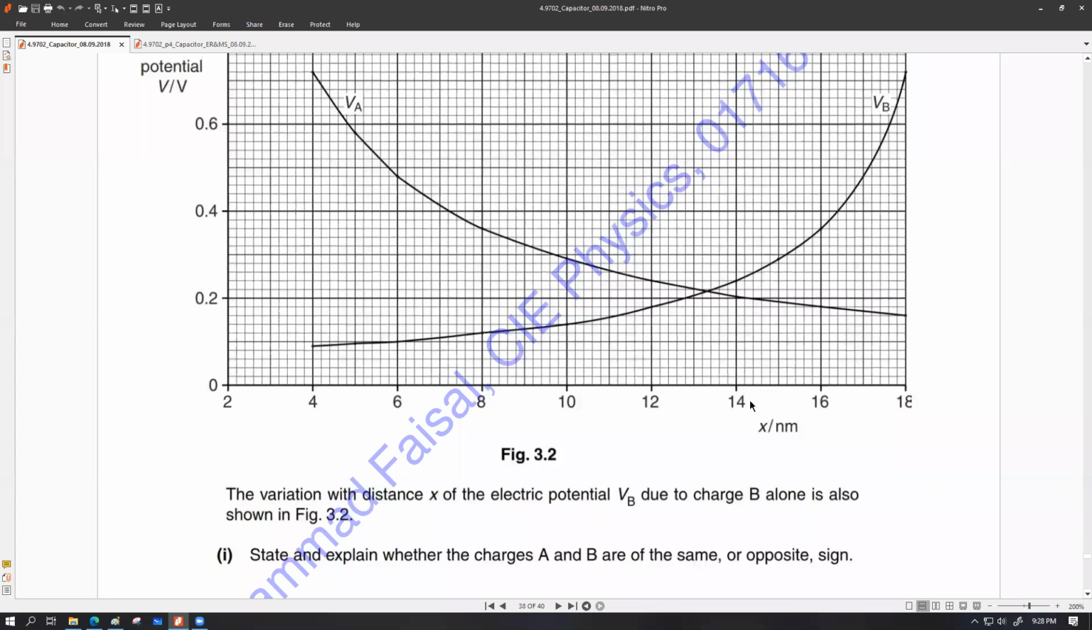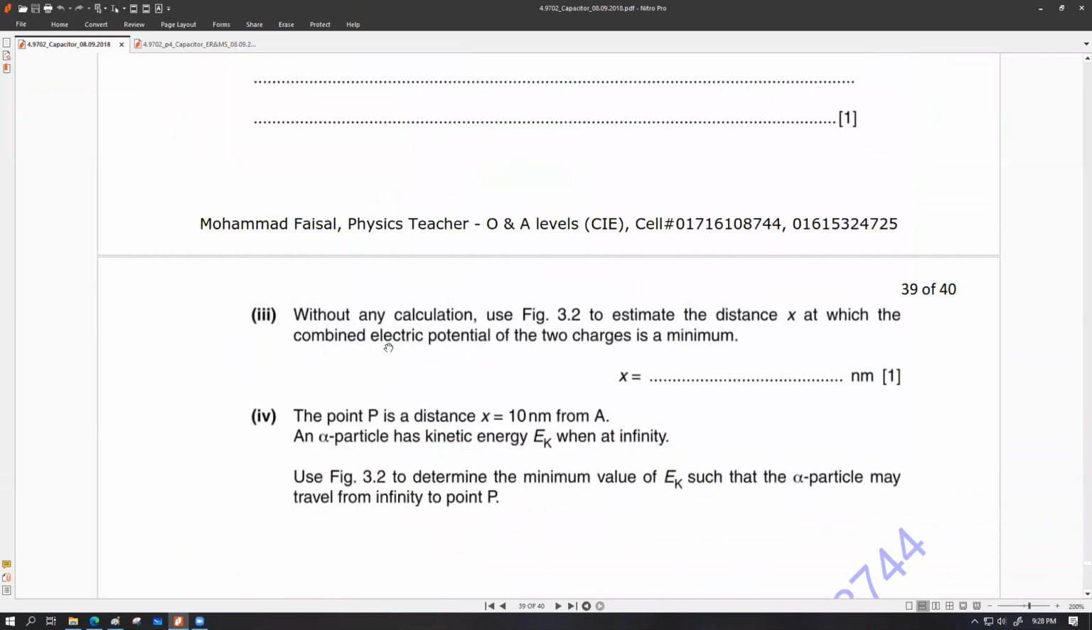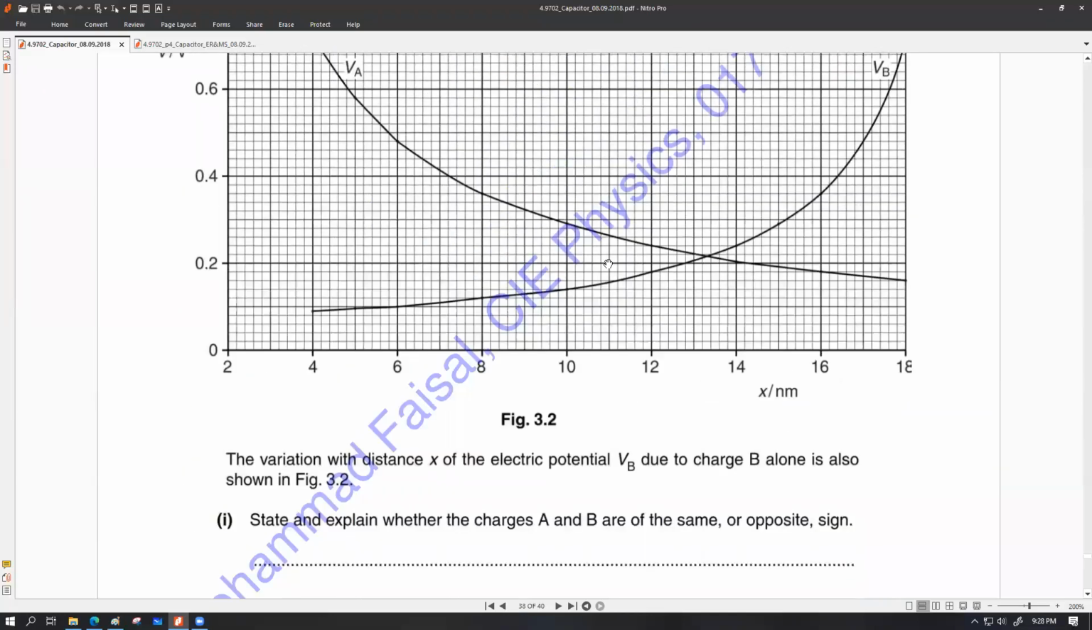Compare those values. The problem of this graph is that the question in the example is: use figure 3.2 to estimate the distance x at which the combined relative potential of the two charges is a minimum. Apparently the combined potential minimum looks like it is over here, but it is not. It is somewhere between 10 to 13.